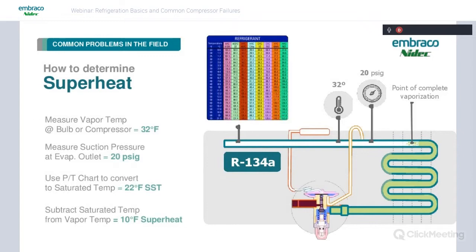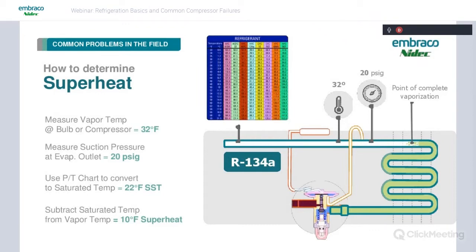So when we're checking superheat, I apologize that we show a TXV valve here, but you can check superheat on a TXV valve to make sure it has the correct superheat. In commercial systems, there's a lot of TXV valves that require adjustment, and you may have to set superheat on a TXV valve. Basically, we're going to check our low side suction pressure. In this system, we're showing 20 psig, and then we're going to use a PT chart to convert that to the saturated temp, which is 22 degrees.